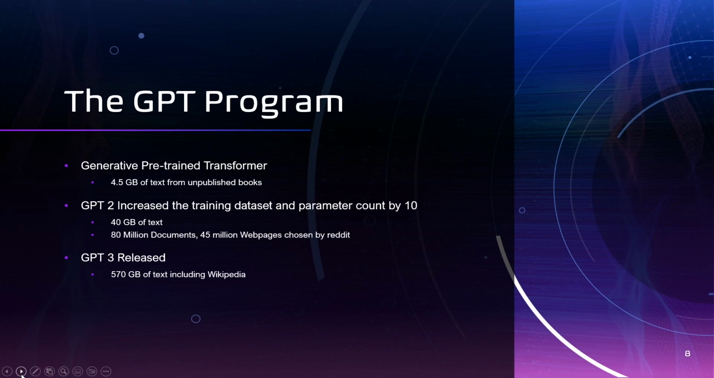Right? So behind the scenes, GPT-3 was being worked on, and GPT-3's dataset absolutely dwarfs everything else, right? 570 gigabytes of data, and that includes the entirety of Wikipedia. So if you're wondering how ChatGPT knows everything, that's why. It memorized Wikipedia, basically.